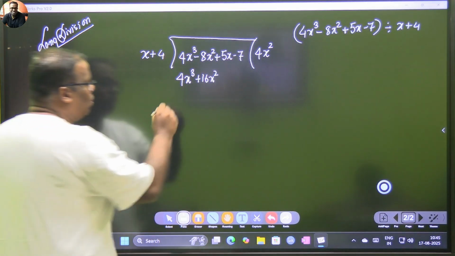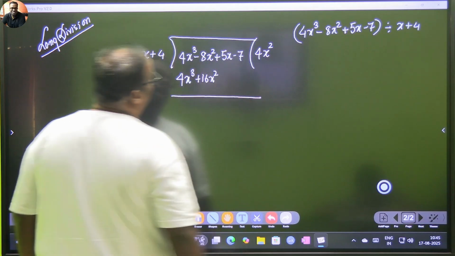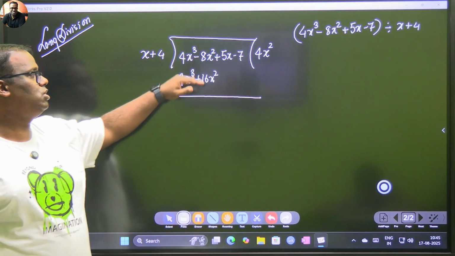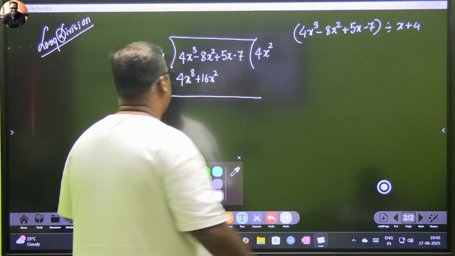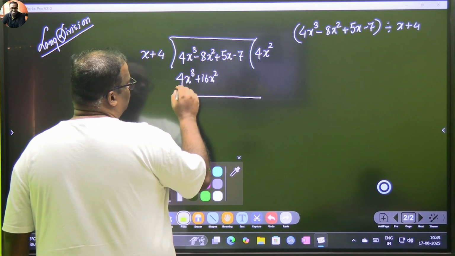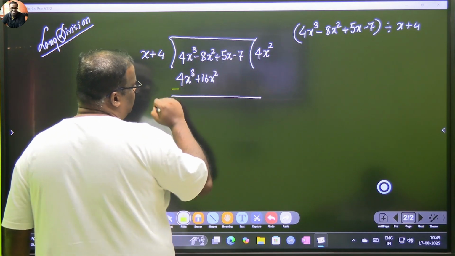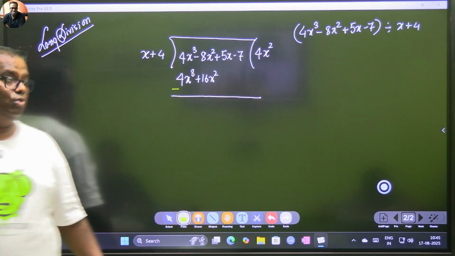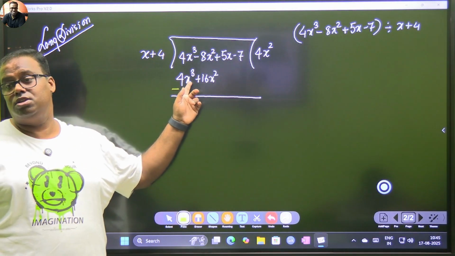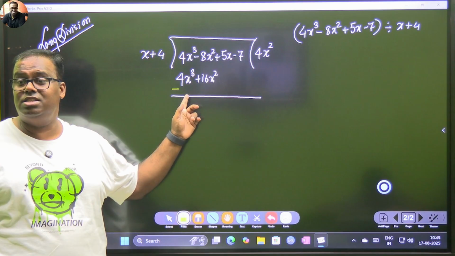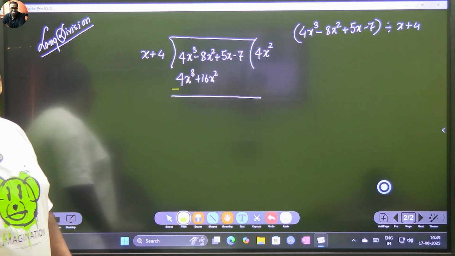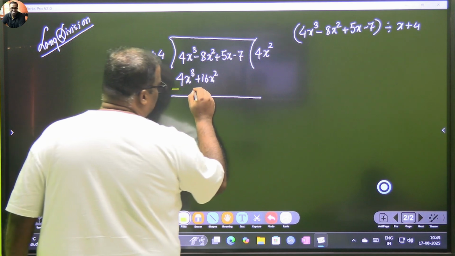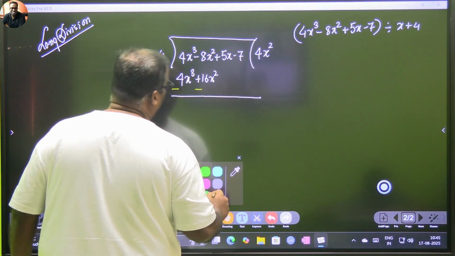After that, draw a line, and you need to subtract this term from this term. That's how we do it in division. So you need to swap the signs. 4x cube was positive, so this becomes negative. Henceforward, I will not read it as plus 4x cube, I will read it as minus. This is the new gotra that I'm giving it. So this also becomes minus. Now you start your algebra.